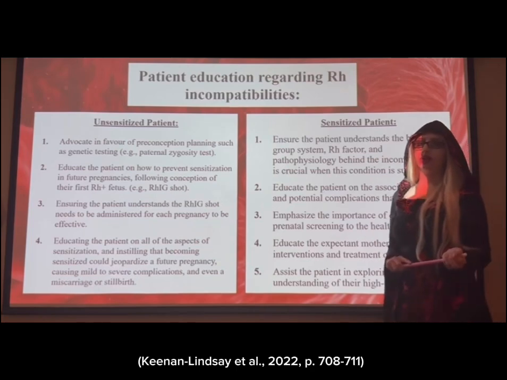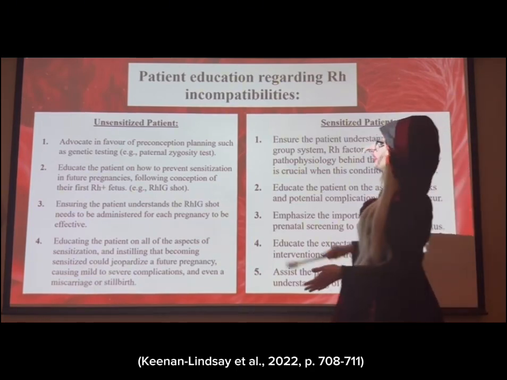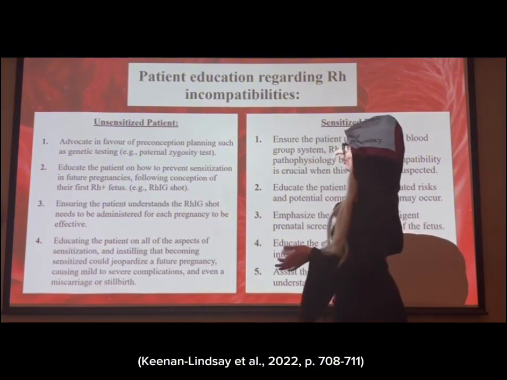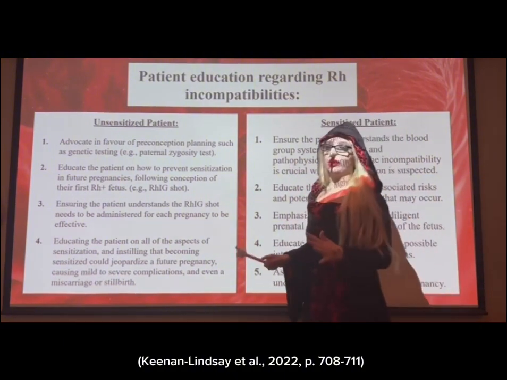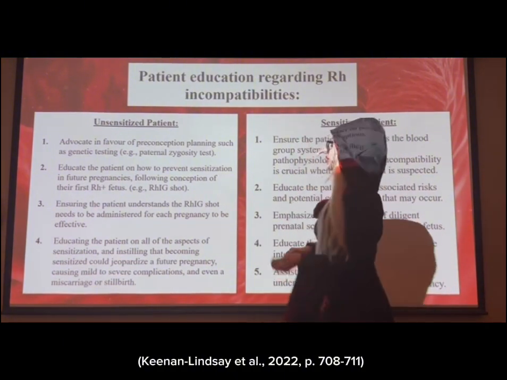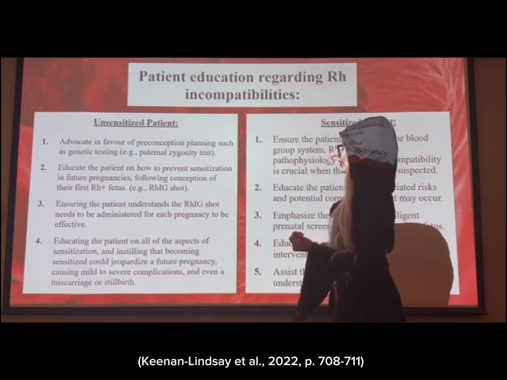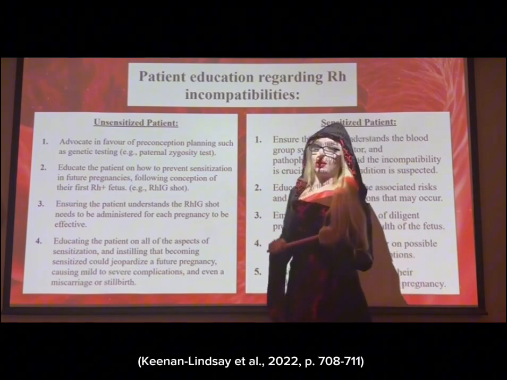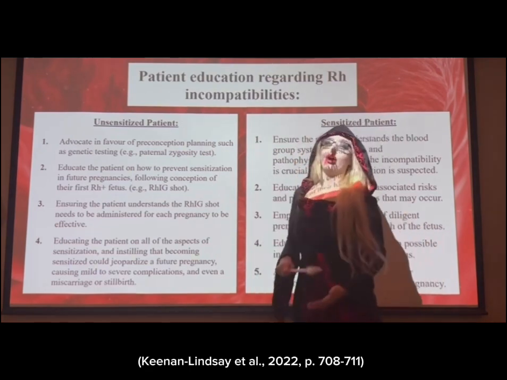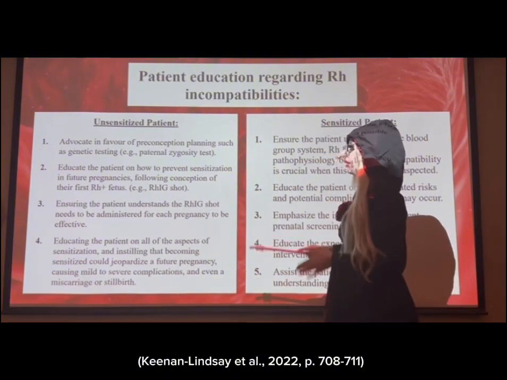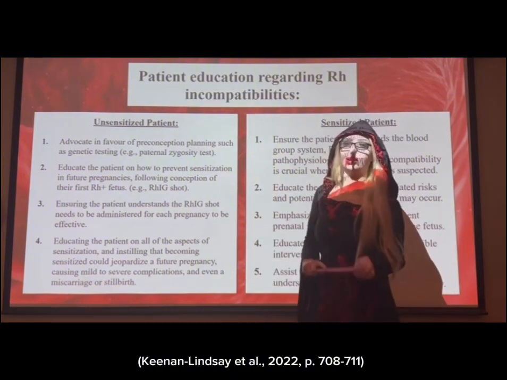Patient education regarding Rh incompatibilities. For an unsensitized patient, we want to advocate in favor of preconception planning, such as genetic testing. An example of this would be a paternal zygosity test. We want to educate the patient on how to prevent sensitization in future pregnancies following the conception of their first Rh positive fetus. For example, the RHIG shot. We want to ensure the patient understands the RHIG shot needs to be administered for each pregnancy to be effective.